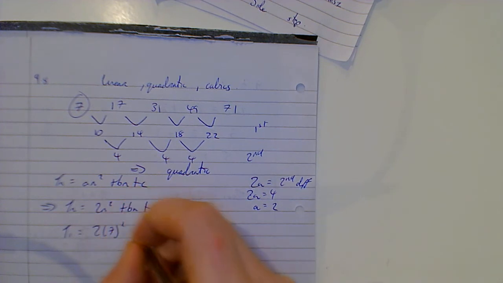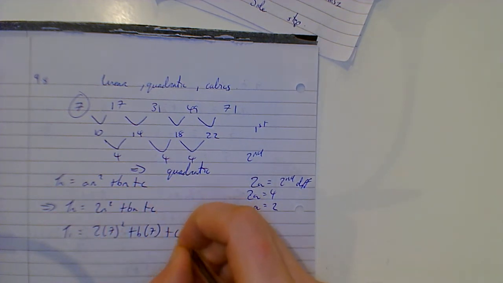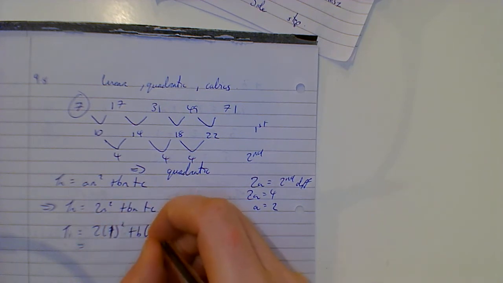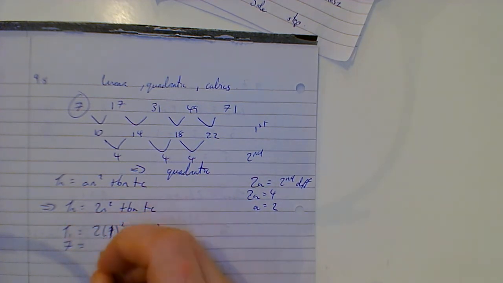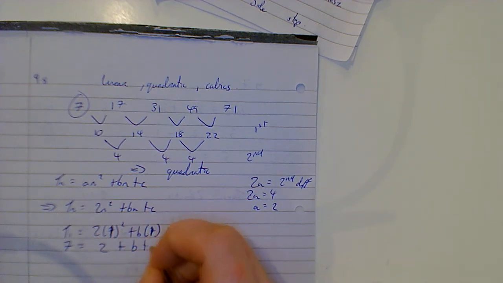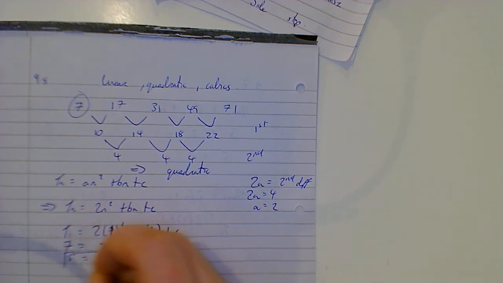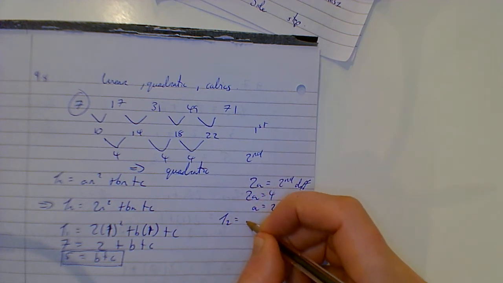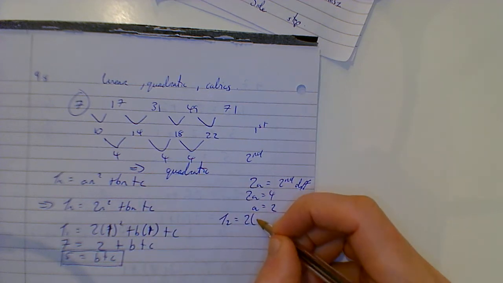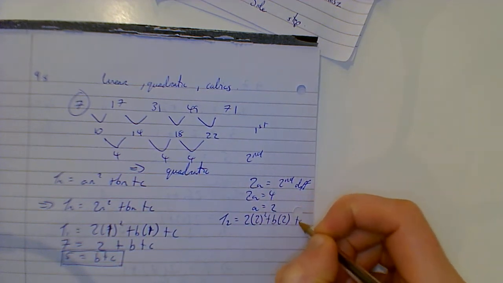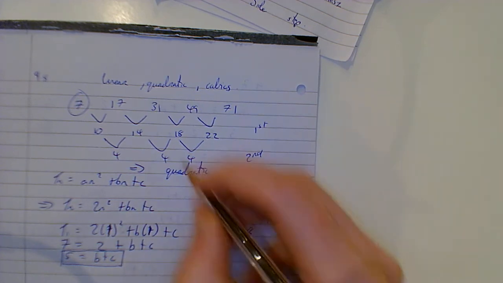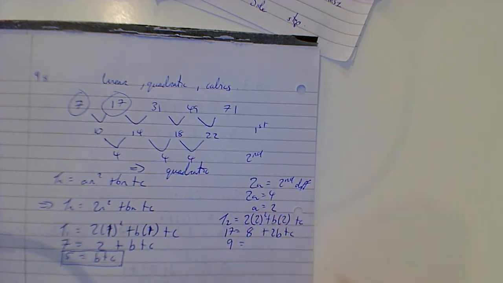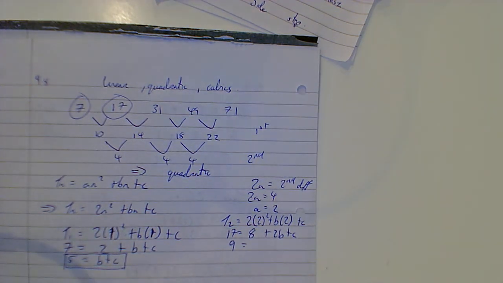So, T of 1 is 7. So, 2 by 1 squared plus b by 1 plus c, because n is 1 and T of 1 is 7. That's 2 plus b plus c, so therefore b plus c equals 5. This is the start of a simultaneous equation. T of 2 is 2 by 2 squared plus b by 2 plus c. That is 8 plus 2b plus c, and T of 2 is 17, so 2b plus c is 9.